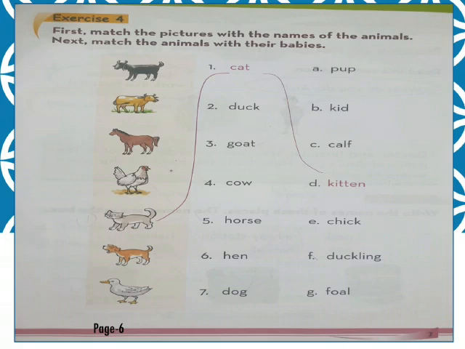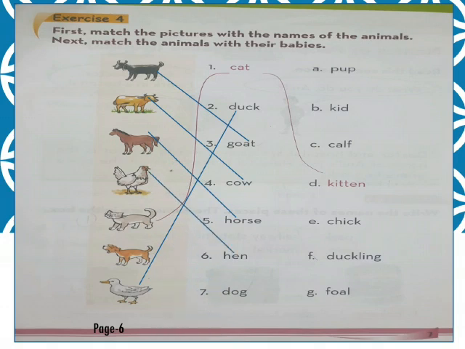Okay, now check your answers. The second animal, duck. Match it here to the duck. The third, goat, is here. The fourth, cow. The fifth, horse. And the sixth, hen. The seventh is a dog. Now we have matched all the animals with their names.